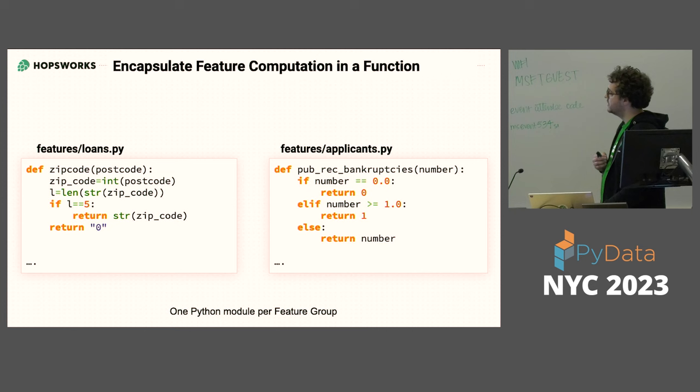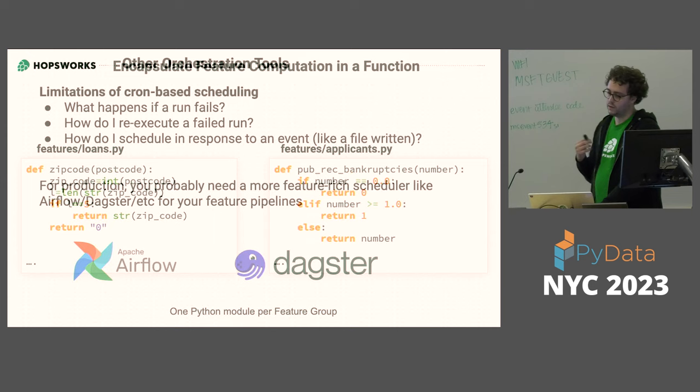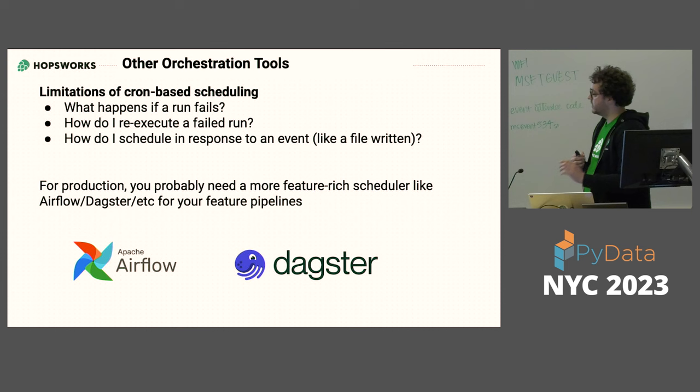One other thing I want to talk about, in addition to what we just said about the feature pipeline. We talked about making feature functions small and related to a specific feature, so that you can unit test them. Now I want to talk about how we orchestrate this thing.